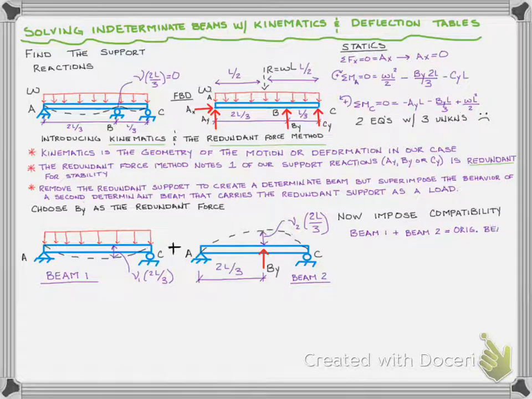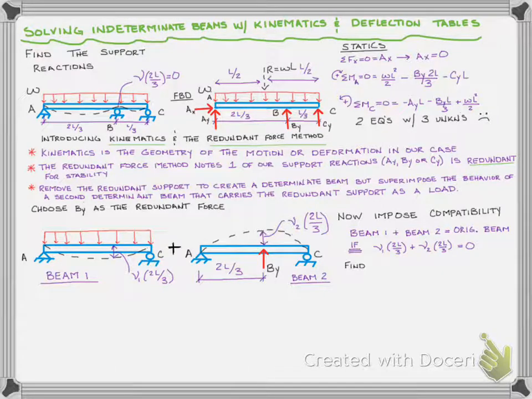Get the same behavior. But that only works if, and only if, the deformation in beam 1 at 2L over 3 plus the deformation in beam 2 at 2L over 3, when those add together, it equals 0. Because that's what happens on the original beam. And if we can enforce that behavior of the deformation, then we can solve these two statically determinate beams and actually find BY by using this extra compatibility equation.